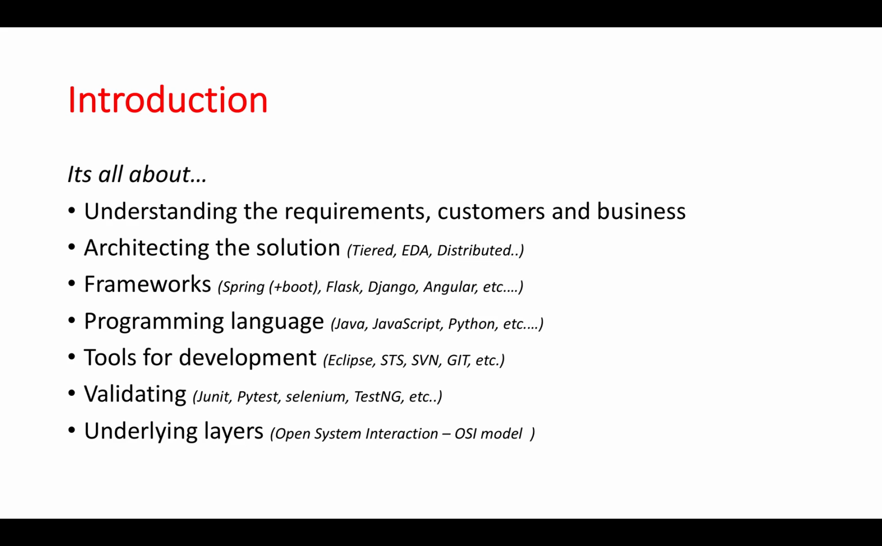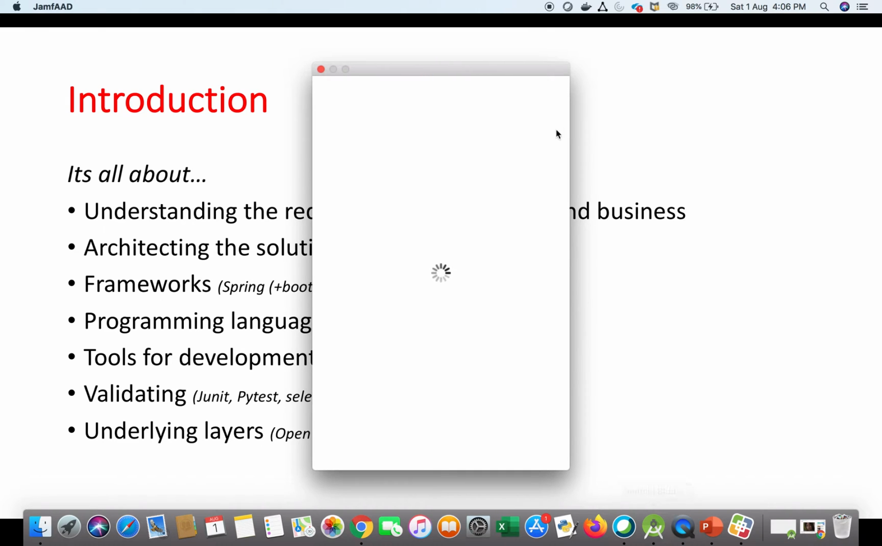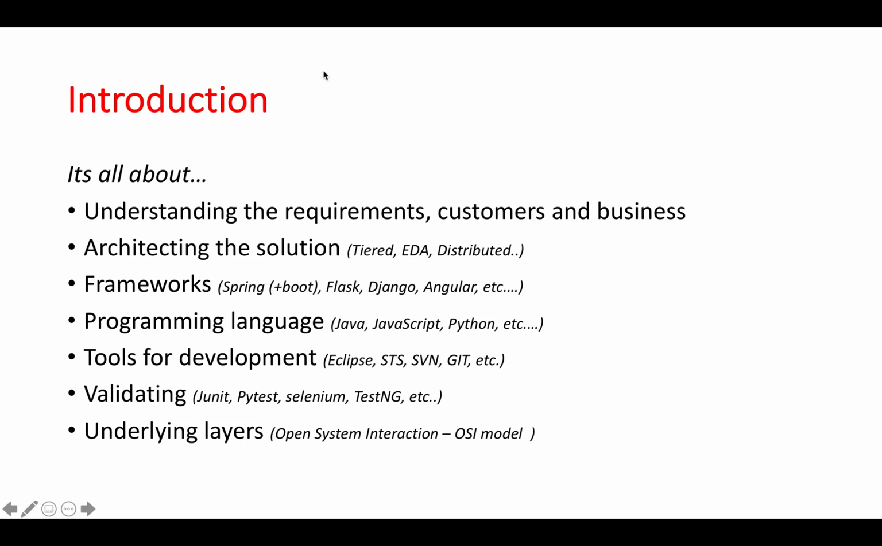Having said that, we still have to work on what kind of frameworks will be best suited for our architecture. There are ample frameworks available in the market based on the different sorts of architecture we design. Some examples are Spring Boot, Flask, Django, and Angular. Many frameworks are available. We'll go into detail in the upcoming slides.